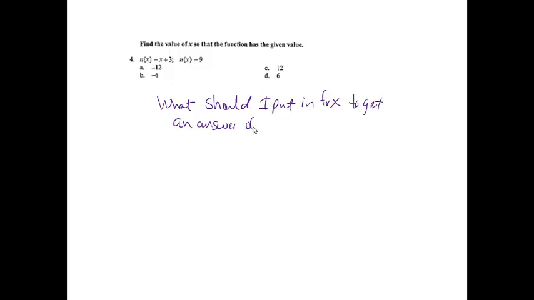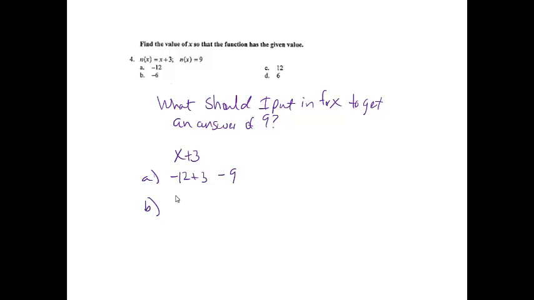Right, number 4, find the value of x so that the function has the given value. n of x equals x plus 3, n of x equals 9. What this question is asking is, what should I put in for x to get an answer of 9? So I'm just going to try the choices. If I choose choice A, I plug -12 in for the x. -12 plus 3 would give me -9. That does not give me an answer of 9.